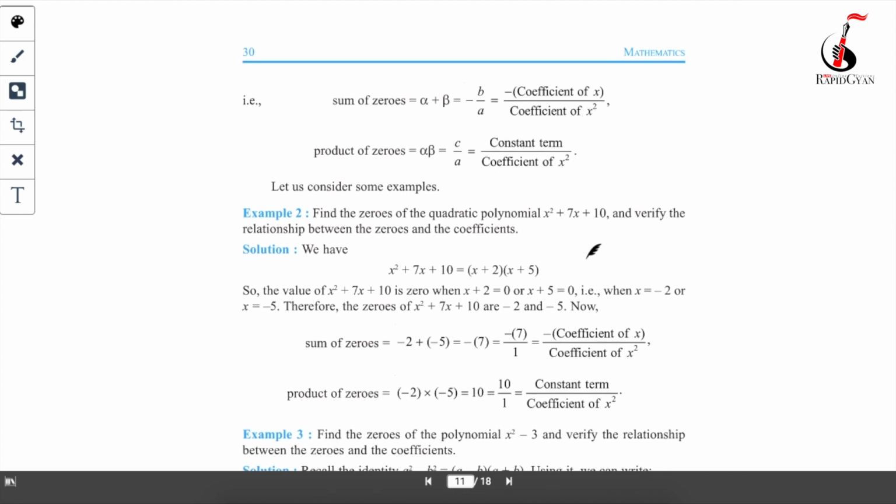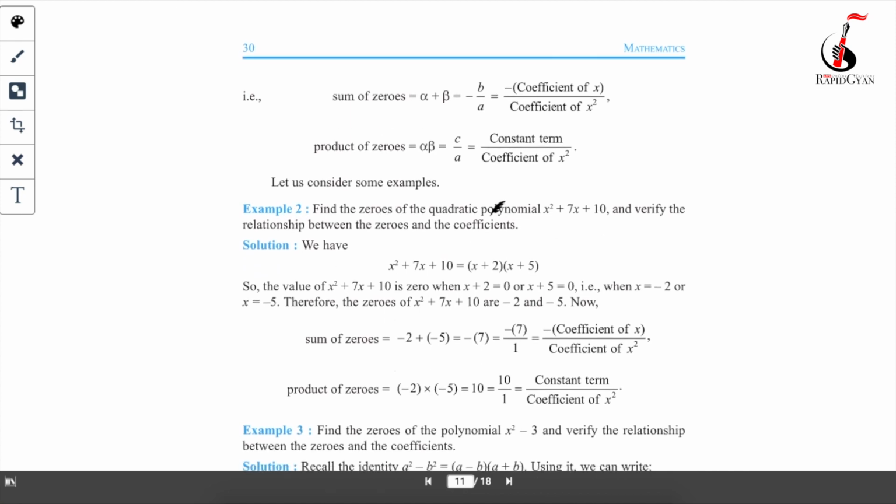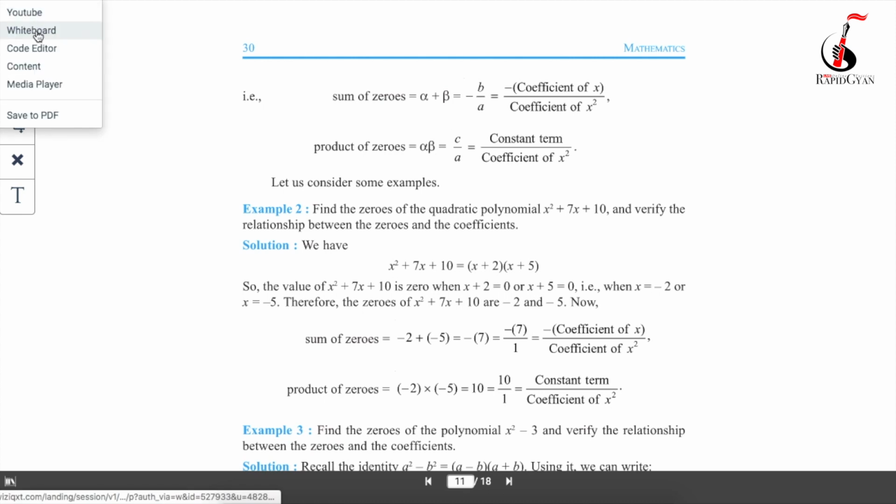Now check this example 2. Example 2 is saying: find the zeros of the quadratic polynomial x square plus 7x plus 10 and verify the relationship between zeros and the coefficients. Okay. Let's solve this. So your question is saying x square plus 7x plus 10. Hope you guys know how to solve a quadratic polynomial. Okay, so I am assuming that every one of you knows how to solve the quadratic polynomial. If anyone doesn't know, please feel free to ask me in the comment section. I will upload the video for the same.